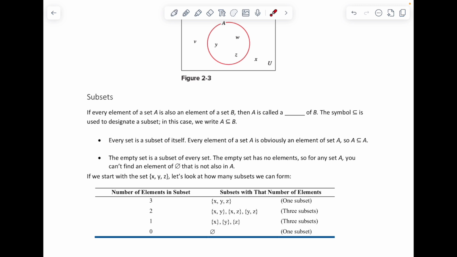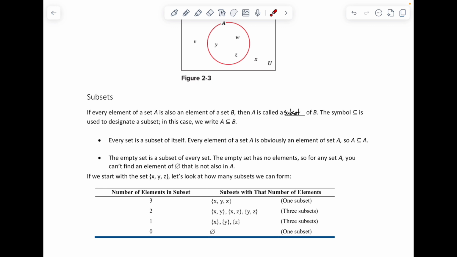The symbol, sorry, let's fill this in. So blank here is a subset. Okay, if every element of set A is also an element of a set B, then A is called a subset of B. This symbol right here is used to designate a subset, right? So in this case, we could write this notation here, which we would literally read as A is a subset of B.